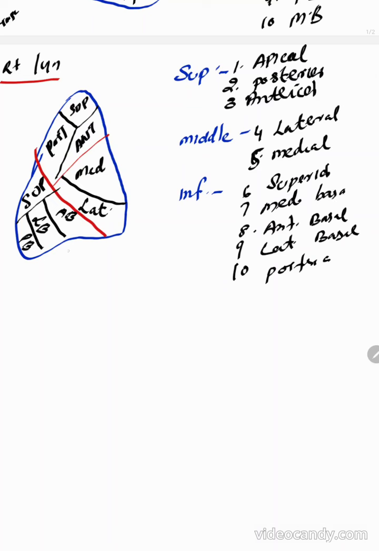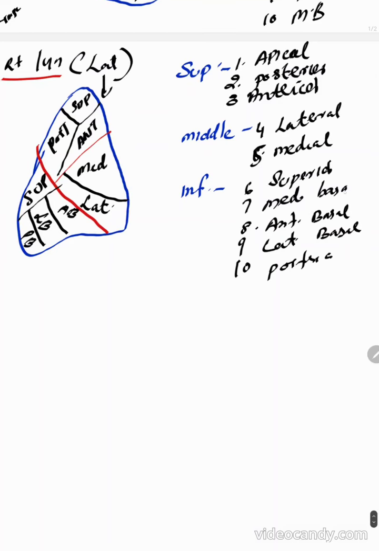See, I did not draw the medial basal here because this is the lateral aspect of the right lung. Okay, so medial basal is present on the medial aspect. Okay, so these are the bronchopulmonary segments of the right lung. Now let us draw the bronchopulmonary segments of the left lung. Okay, now let us draw the left lung. Here it is.